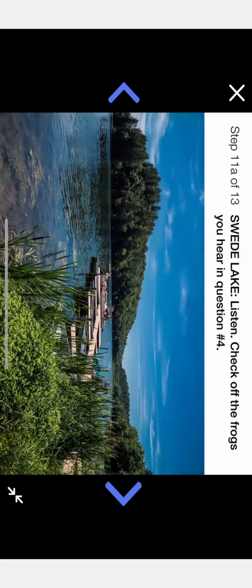All right, now we're going to do an even tougher challenge, the last one. This is Swede Lake, and you're going to check off the frogs you hear at Swede Lake. Now you're going to listen to the frogs that live in Swede Lake at night. Listen and talk with your group. On your worksheet, check off the frogs that you hear in question 4. Here are the sounds.